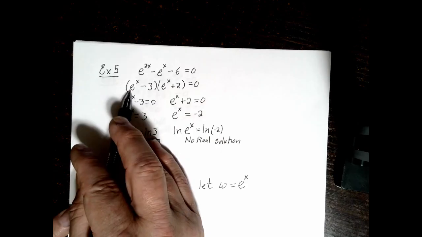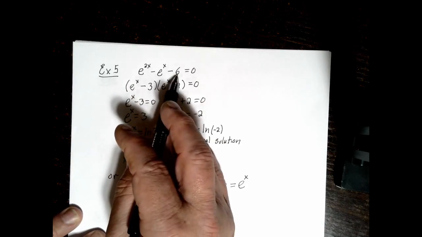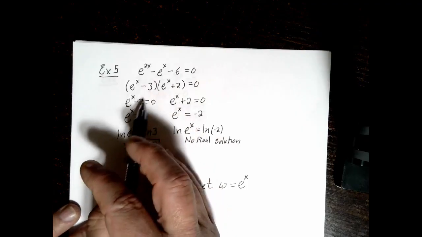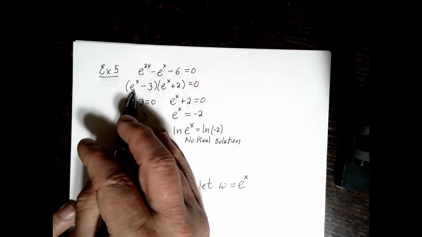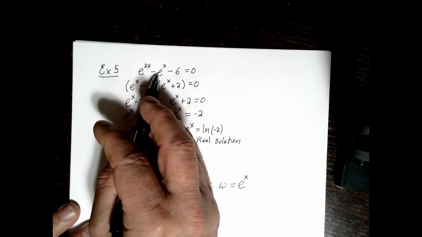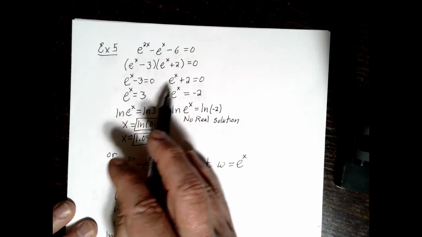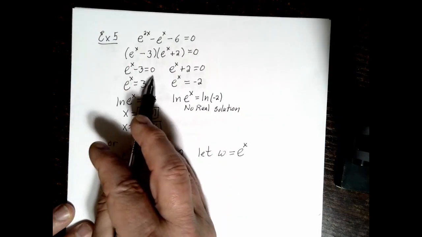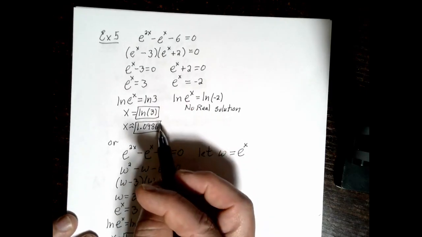So you can write e to the 2x as e to the x times e to the x. You can write 6 as 3 and 2. And now you got minus 3 e to the x and plus 2 e to the x gives you minus 1 e to the x. And now you set each one of those equal to 0. And you solve, you get e to the x equals 3 or e to the x equals -2.